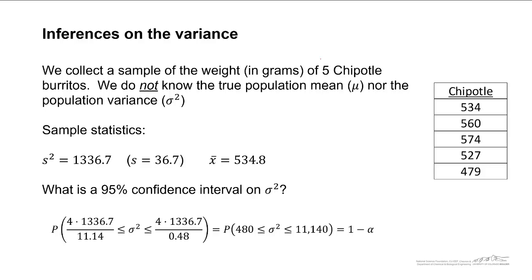If you wanted to get a much smaller confidence interval, you would have to increase your sample size. So hopefully this screencast gives you a better idea on how we can use the chi-squared distribution to make inferences on the variance and create confidence intervals on the variance.